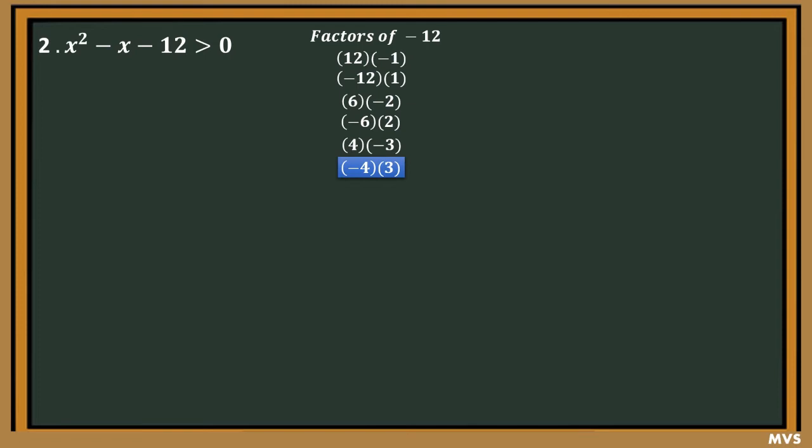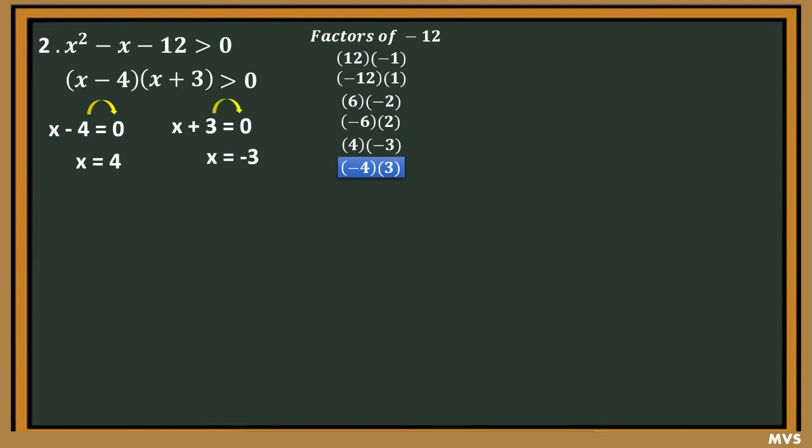So x minus 4 and x plus 3 is greater than 0. Then equate the two factors to 0. x minus 4 is equal to 0 and x plus 3 is equal to 0. Transpose negative 4 to the right side. We will have now x is equal to 4. Transpose positive 3 to the right side, so x is equal to -3.